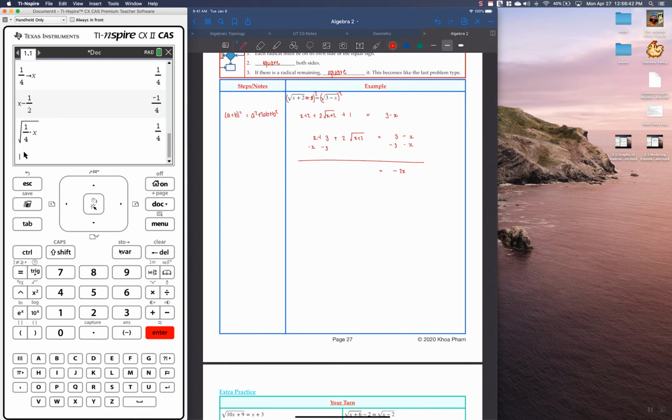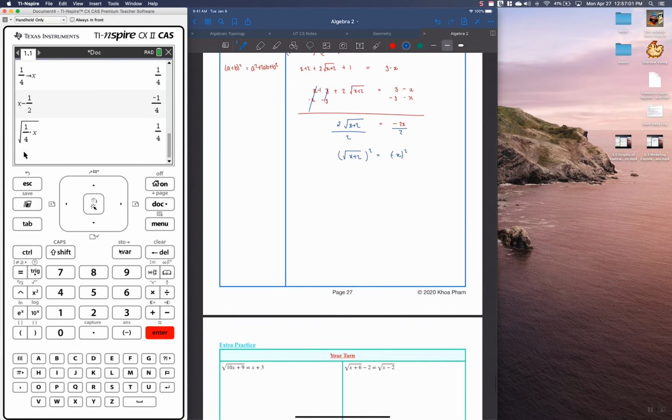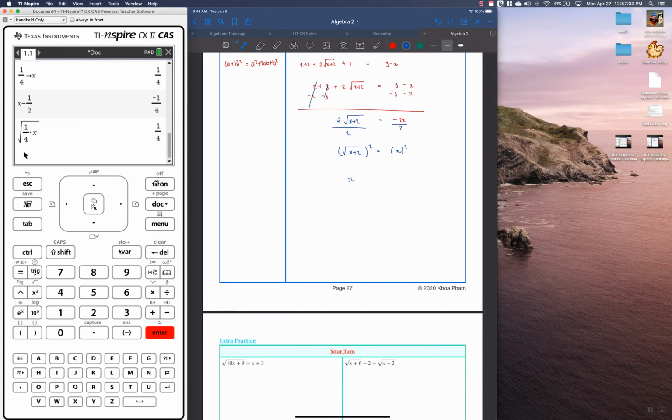So now that these have canceled out on the left-hand side, you're just left with 2 square root of x + 2, at which point, let's just divide by 2, so that you get square root of x + 2 equals negative x. Squaring both sides gives you x + 2. Again, the radical cancels on the left.